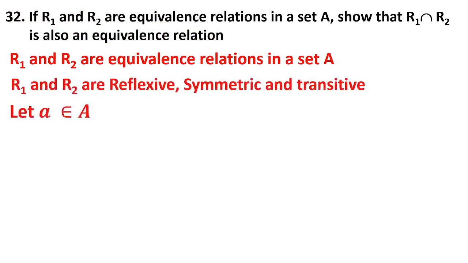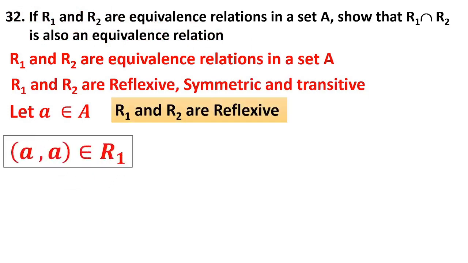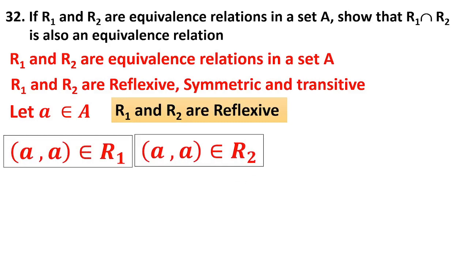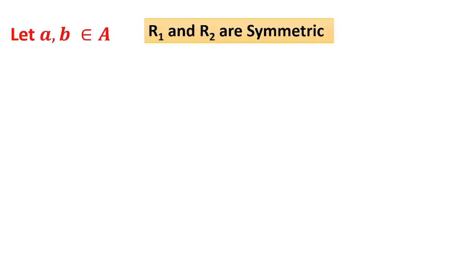Let us take an element A belonging to capital A. And R1, R2 are reflexive. Therefore, (A, A) is in R1 and (A, A) is in R2 also. Therefore, (A, A) is in R1 intersection R2. Therefore, it is reflexive.